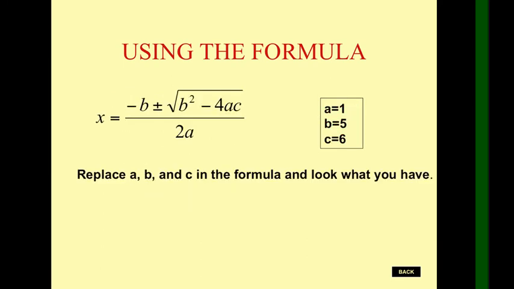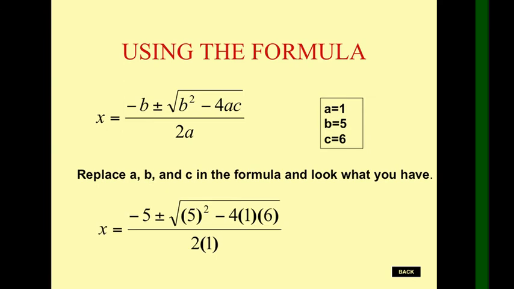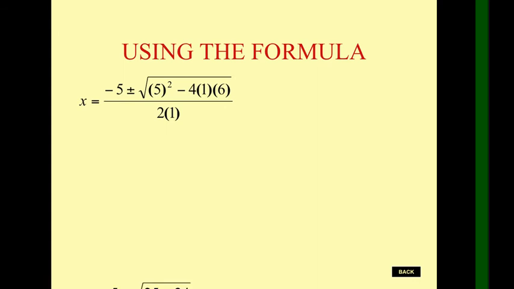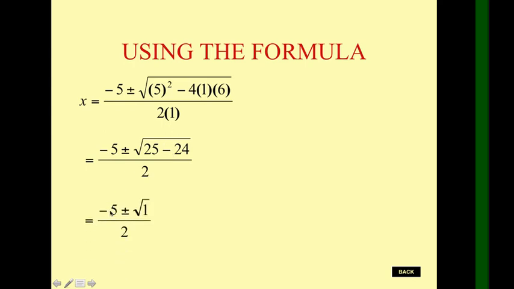So we have this one: negative 5 plus or minus the square root of 5 squared minus 4 times 1 times 6, over 2 times 1. Just substitute a, b, c into the formula. To solve this, we have 5 squared, that's 25. 4 times 1 times 6, that's 24. 2 times 1 is 2. Next, we have negative 5 plus or minus the square root of 1, over 2. That's equal to negative 5 plus or minus 1 over 2, because the square root of 1 is equal to 1.